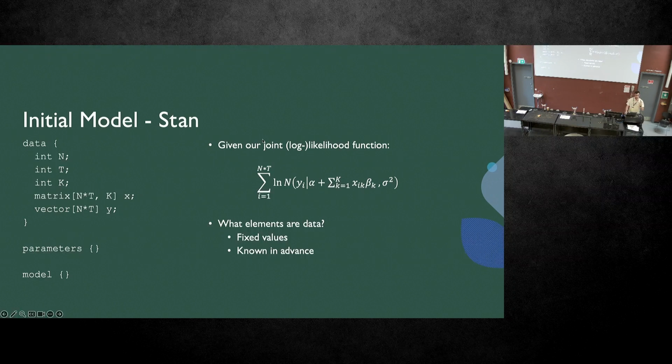All right, so that covers our data, our fixed values. So up next we have our parameters. So these are our random values, random variables that we're going to be estimating. What do we think that they are? Yes, alpha is one. And beta, and one more. Perfect, alpha, beta, sigma.